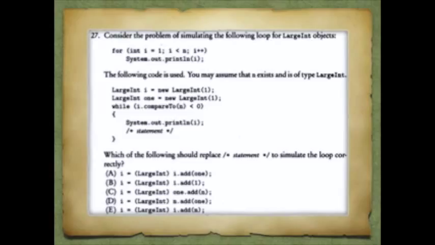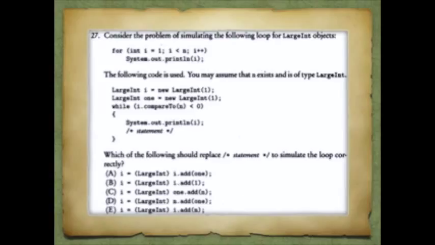Let's check the while loop. The while loop says that while i compared to n is less than 0, then we continue to do something and we print out the values of i. Okay, then there is a statement that has been missed. So let's check which of the following should replace the statement to simulate the loop correctly.